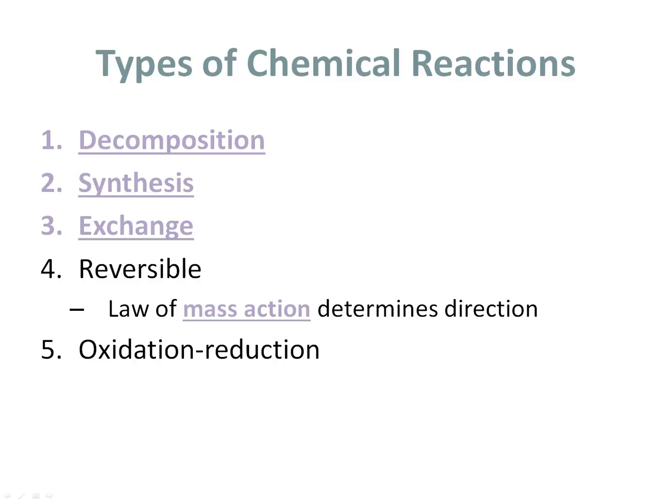Reversible reactions are reactions that can go either direction, and the law of mass action determines which direction they go. If there's more products, they'll go back towards reactants. If there's more reactants, they'll go towards products. So the reaction can go either way, and those are indicated with a double arrow, an arrow that points both left and right. And finally, we have oxidation-reduction reactions, where we're transferring electrons and hydrogens. And we'll talk more about those when we start talking about energy metabolism.